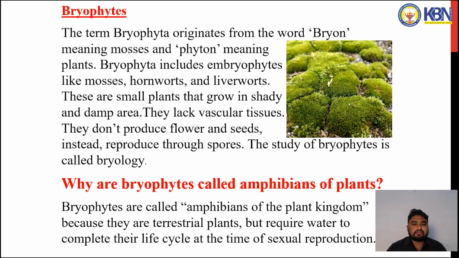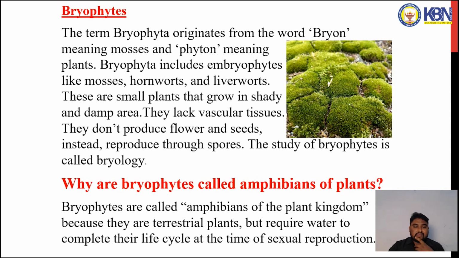Bryophytes. The term Bryophytes originates from the word bryon, meaning mosses, and phyton, meaning plants. Bryophyta includes embryophytes like mosses, hornworts and liverworts. These are small plants that grow in shady and damp areas. They lack vascular tissues. They don't produce flowers and seeds. Instead, they reproduce through spores. The study of bryophytes is called bryology.